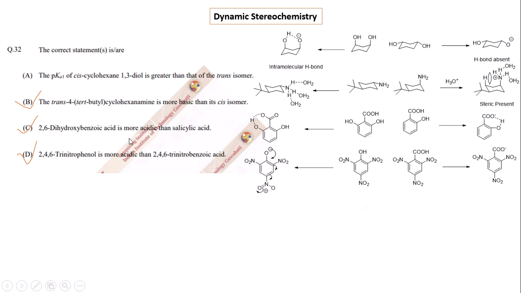In case of 2,6-dihydroxybenzoic acid, it is more acidic than salicylic acid, this option is also correct, where two intramolecular hydrogen bondings are present in the conjugate base, but here only one intramolecular hydrogen bonding is present. In case of 2,4,6-trinitrophenol, the acidity is very great due to the strong minus R effect of the NO2 group, which can stabilize the conjugate base, but here only the minus I effect can stabilize the conjugate base, so it becomes more acidic.